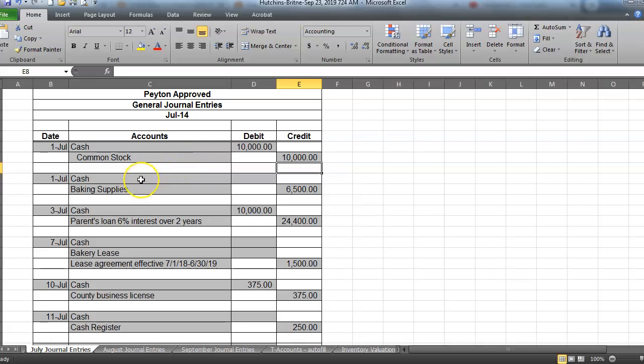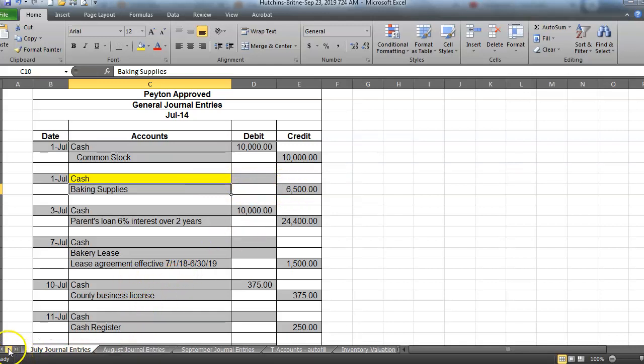But here, in the next transaction, and this is where it all goes sideways in terms of the entries that you're recording, it looks like you're recording entries in reverse. First, we want to say, okay, we spent $6,500 on baking supplies, but we didn't pay cash for those supplies. Two things are happening here. You're increasing the amount of baking supplies you have on hand, and that's an asset to you.